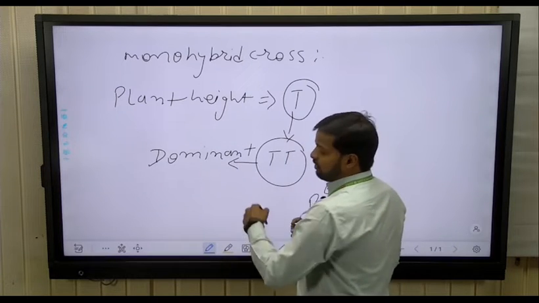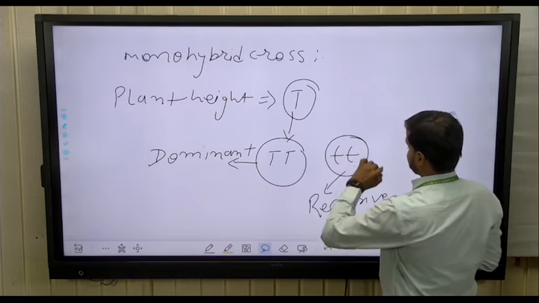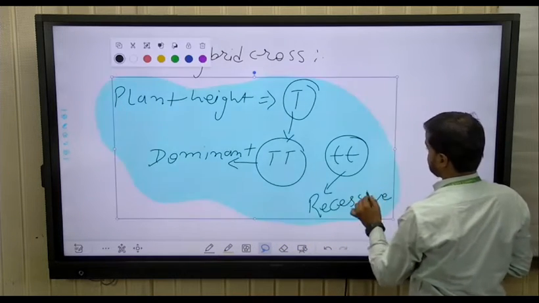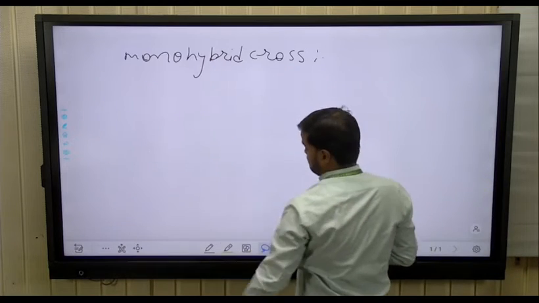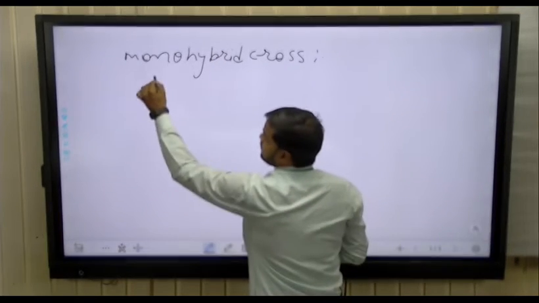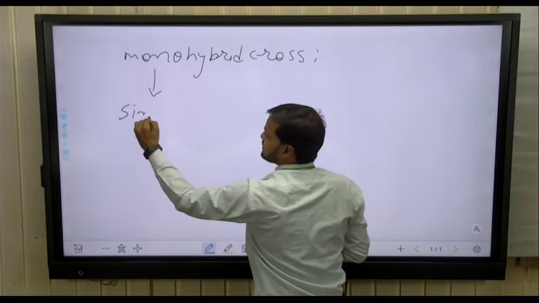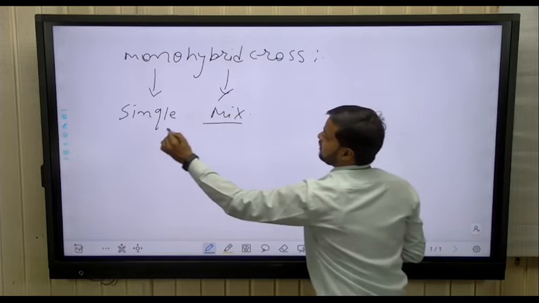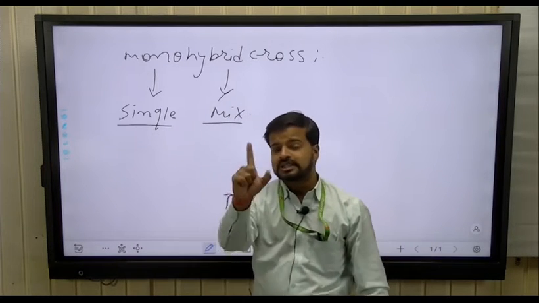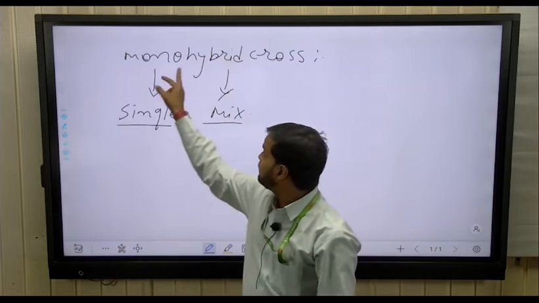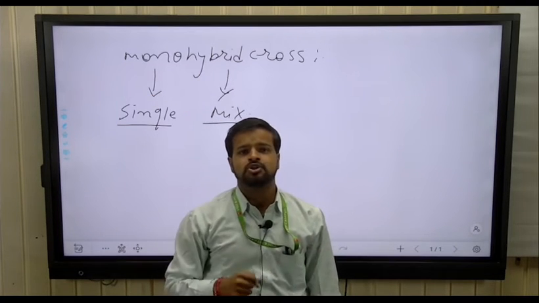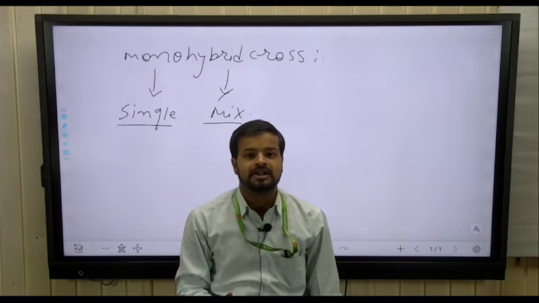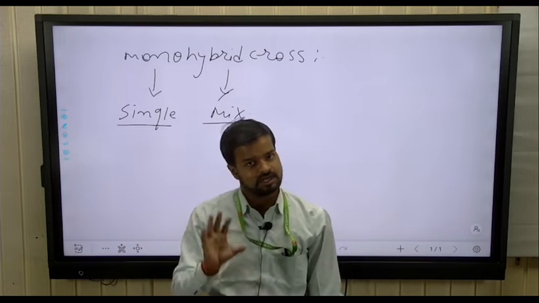Another point is what is the meaning of monohybrid cross? Very important point. Students, mono means what? Mono means single, and hybrid is what? Mixture. That means when we talk about a single phenotypic mixture, that is called monohybrid cross. And as we know, in this cross we are talking about a single character, that is capital T, that means plant height characteristics. It is clear.